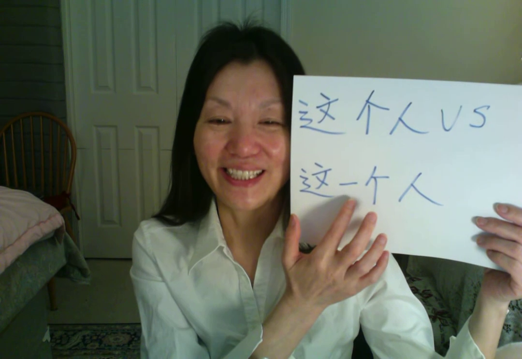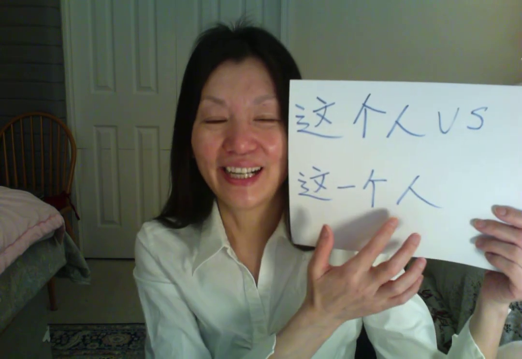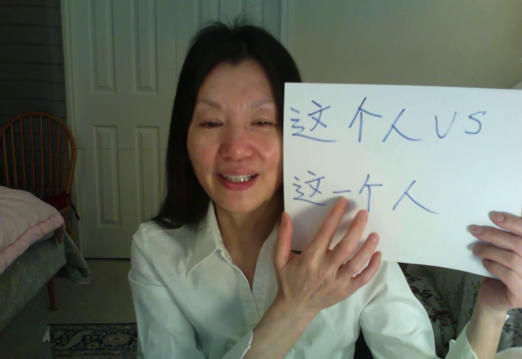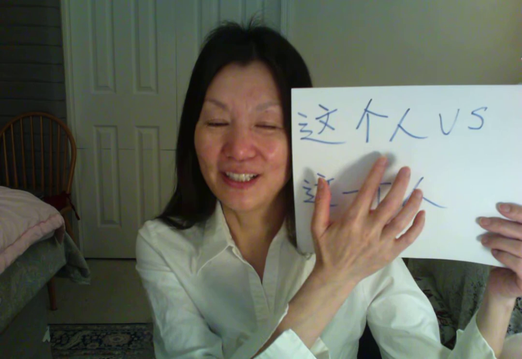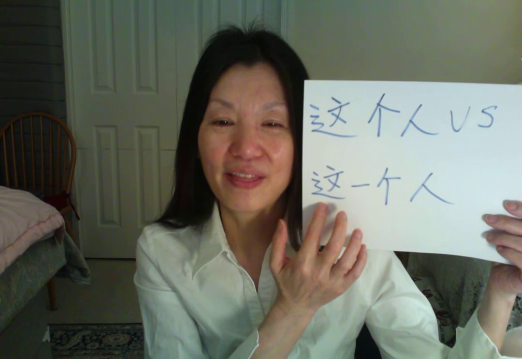We say 这个人, versus 这一个人, very different. You see, I dropped the 一. Usually if the number is one, 一, you can drop it. The meaning doesn't change, it's the same. You can say 这个人, this person, 人 is person, or you can say 这一个人, still this person.